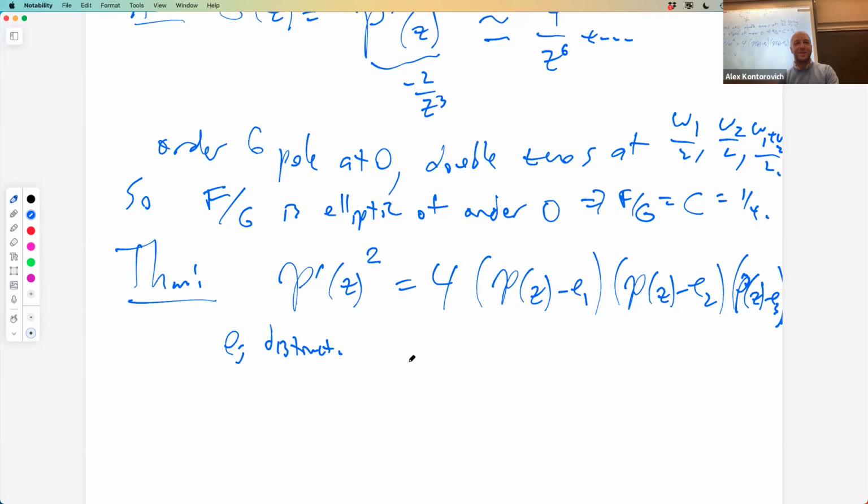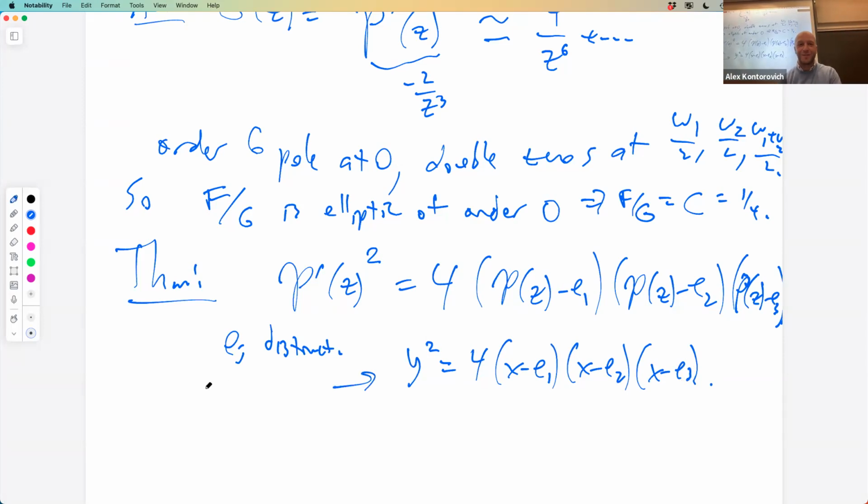Let me write this equation another way. Y squared is equal to 4 times (x minus e1)(x minus e2)(x minus e3). If you have a quadratic in y equals a cubic in x, it's an elliptic curve. That's the definition of an elliptic curve. Why is it called an elliptic curve? Because it's the curve you get from elliptic functions, which are the inverses of elliptic integrals. This is an elliptic curve.